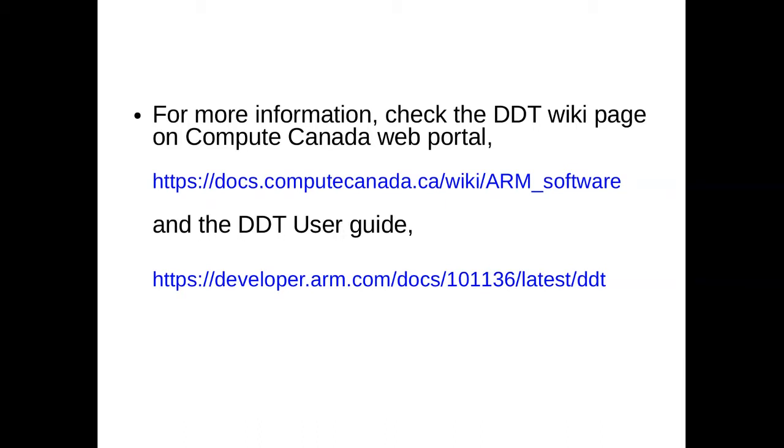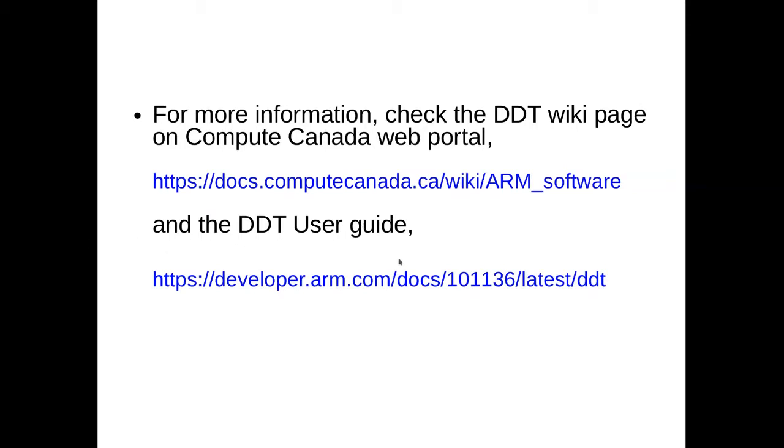Some additional details can be found in our ever-expanding DDT instructions on the Compute Canada wiki site. Here's the link. It's called ARM software because DDT is now owned by ARM. And the reason it's not called just DDT is that DDT is only part of the package; there is also the parallel profiler MAP, which we are not covering today.